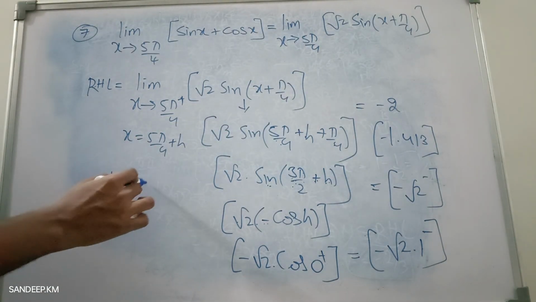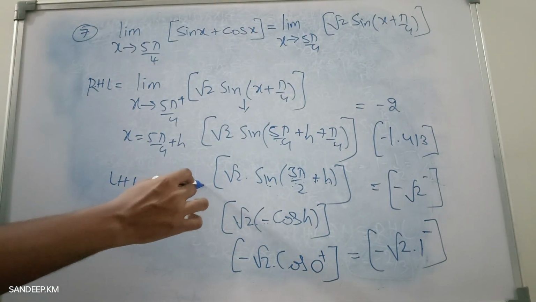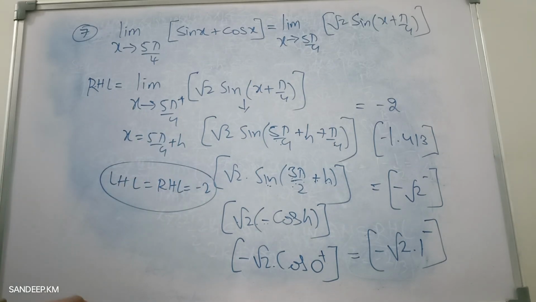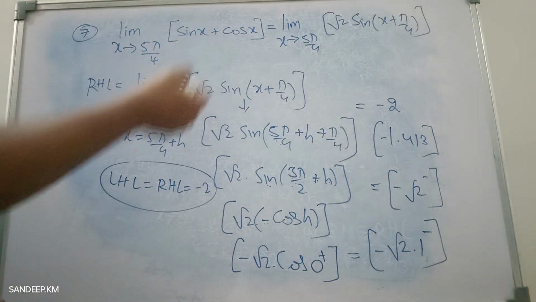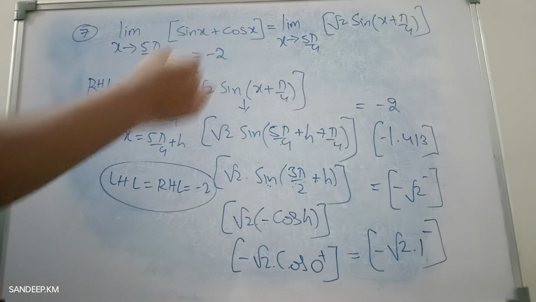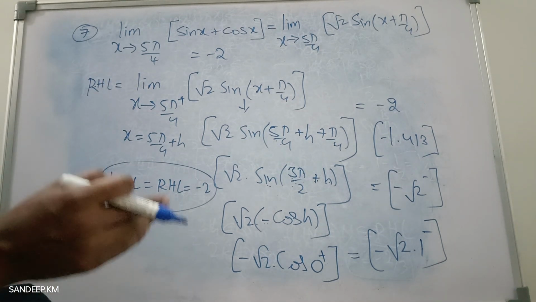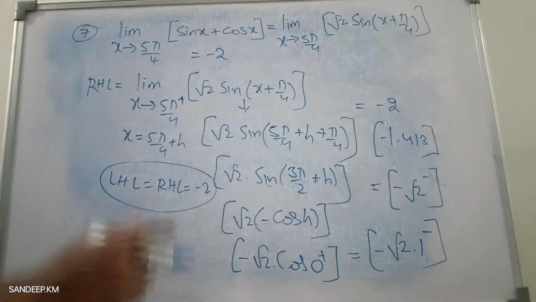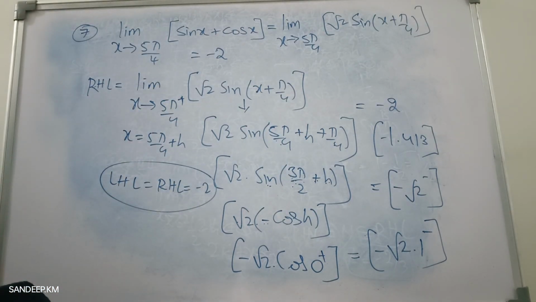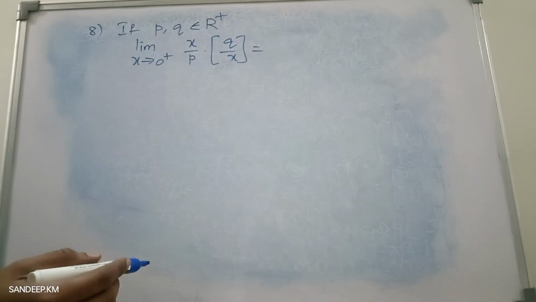So we got LHL as minus 2, RHL also minus 2. Therefore LHL is equal to RHL. Therefore the value of this function is equal to minus 2. Check the steps carefully. Observe where you are getting doubts. Think about how we got that particular step. In case you have any doubts, let me know in the comment section. I'll give more clarity about it. Okay na? So we'll go with the next question.